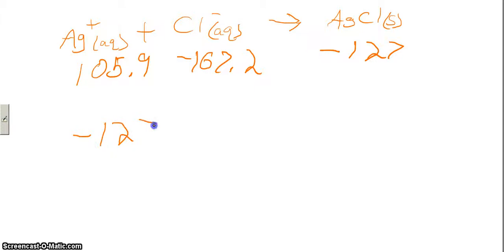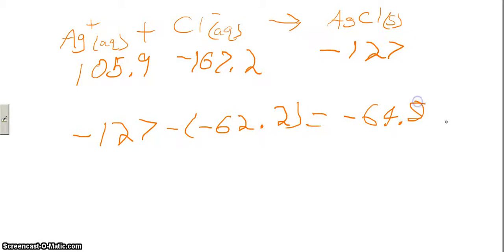Negative 127 minus negative 62.2 gives us negative 64.8 kilojoules per mole. And since it's negative, the reaction is exothermic.